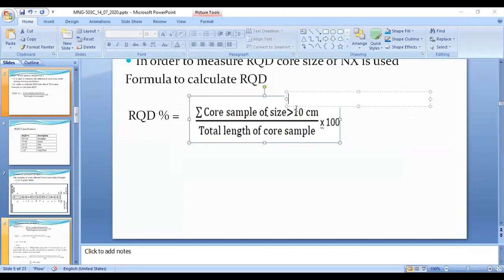This must be greater than or equal to. This is not correct; it should be replaced. Less than or equal to should be greater than or equal to 10 centimeter. So including 10 centimeter. Now look at this. Let me clear it. Hope you got it.